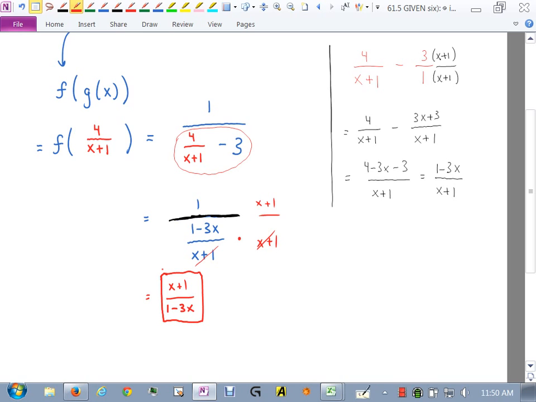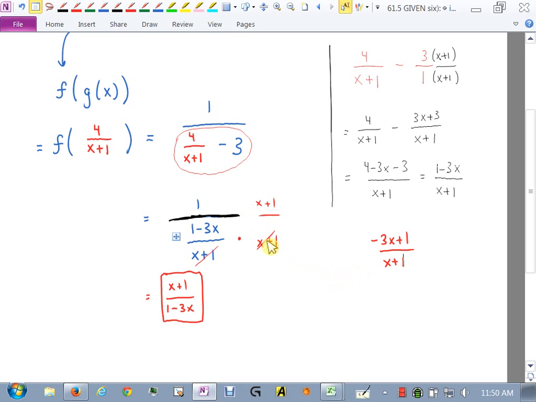Yes? Going back to where you have the 4 minus 3x plus 3, couldn't you just switch, like, couldn't it be negative 3x plus 1? Yes, yes. That's the same expression. You could do that. You could use this. Yep.